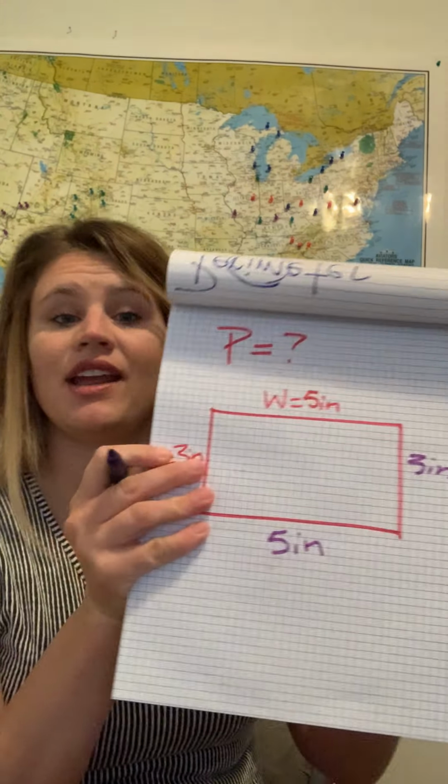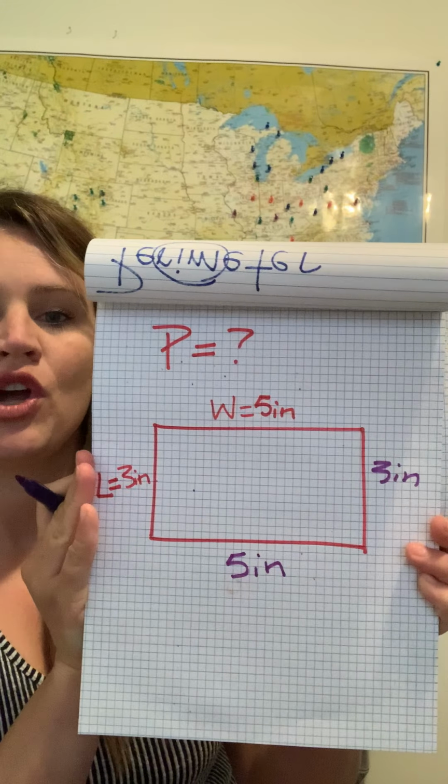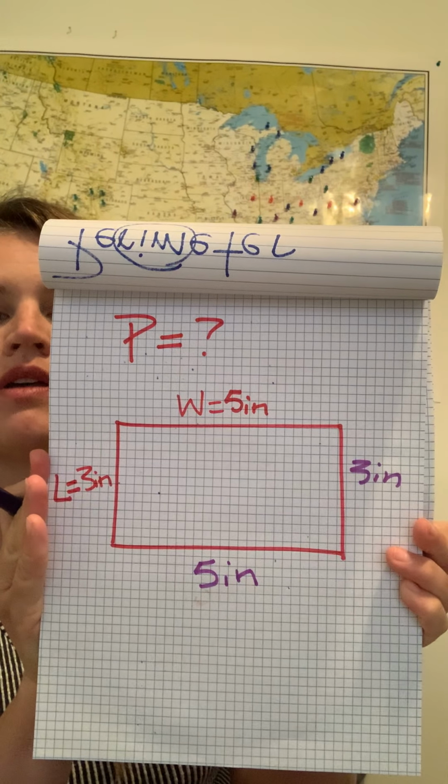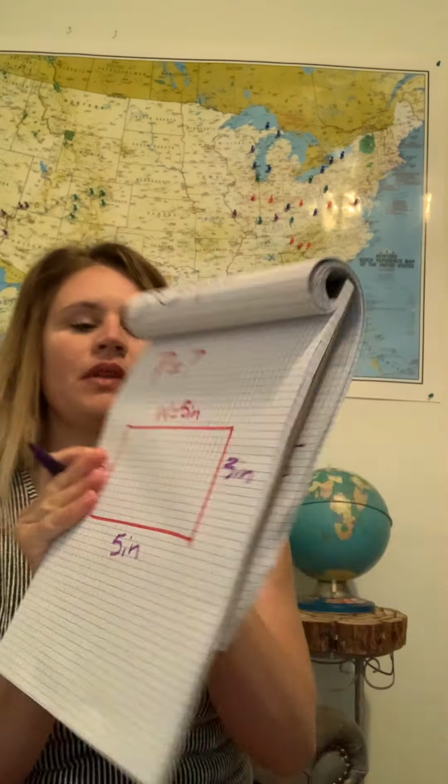And then finally, I bet most of you know what we're going to do. We're going to add all of the lengths and the widths together. I'm going to start with my widths. 5 plus 5 is 10. I know 3 plus 3 is 6. I add those two together, and my answer is 16 inches.